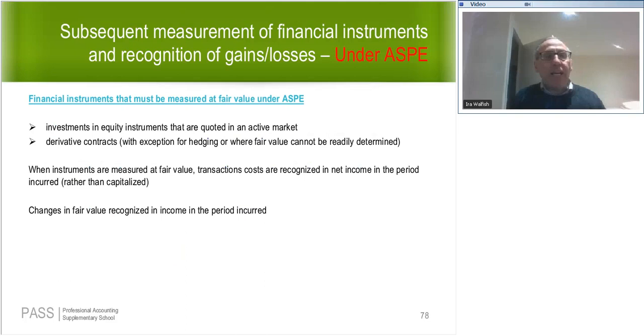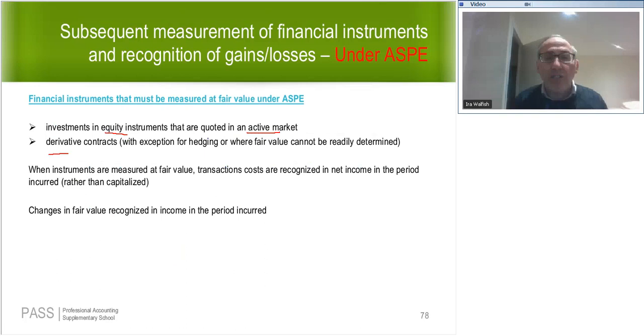When instruments are measured at fair value, as we said earlier, you expense transaction cost. You do not add them to the value of the instrument. Any change in fair value from period to period goes right through the income statement. Simple as that. Now, an entity may elect to measure any financial asset or liability at fair value. There is something called voluntary designation. If you don't fall into one of these two categories, you don't have to use fair value.